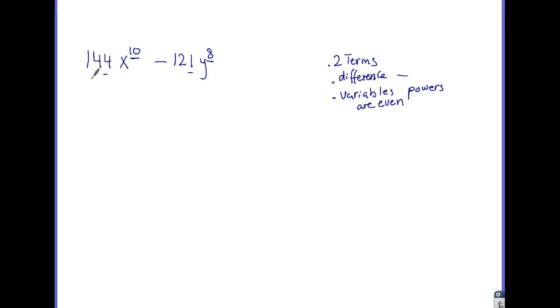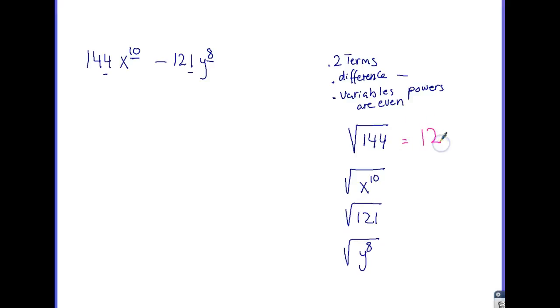So what you need to do is find the square root of everything you see, coefficients and variables. So you need to find the square root of 144, the square root of x to the 10th, the square root of 121, and the square root of y to the 8th. Use a calculator if you can't factor with a tree. The square root of 144, you should get 12. 121, you should get 11.